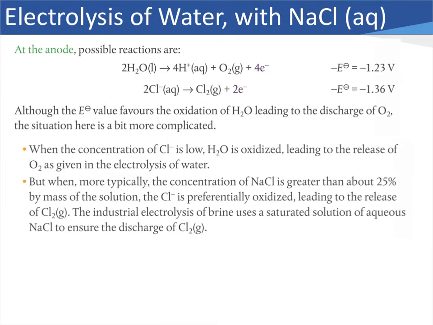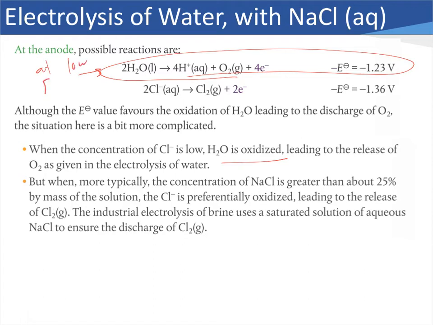When the concentration of chloride is low, water is oxidized. So this is favored at low concentration of chloride. And this reaction is favored at high concentrations of chloride. So we can actually produce chlorine gas by using a relatively high concentration of chloride. It says here if it's greater than about 25% by mass. I'm sure you could figure out what the molarity of that would be. Typically greater than 1 molar.